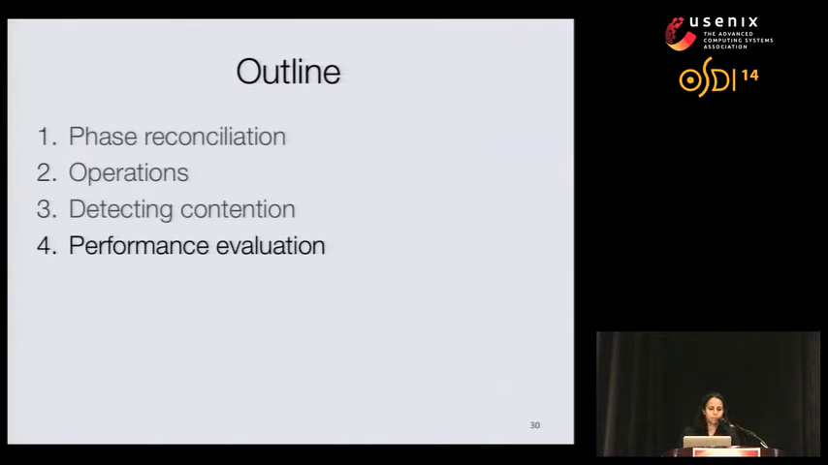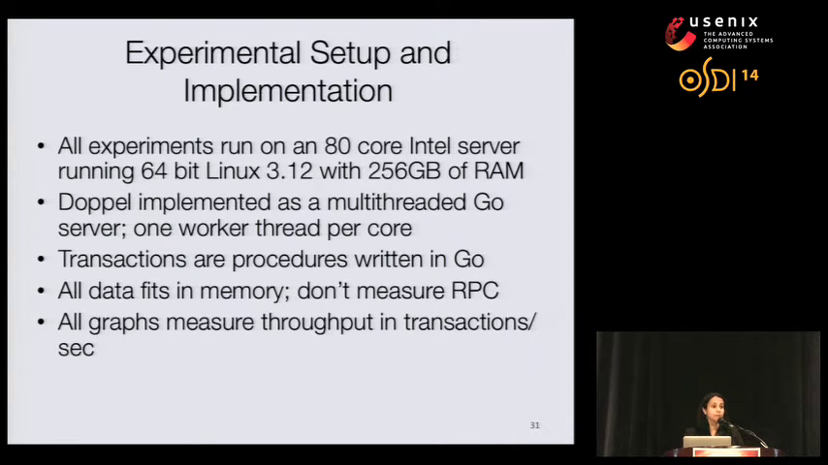So now let's look at a performance evaluation to see how phase reconciliation works. Here's the experimental setup and implementation. We run all experiments on an 80-core Intel server. Doppel's implemented as a multi-threaded Go server, and we run one worker thread per core. Transactions are procedures written in Go. All data fits in memory, and we don't measure RPC in these experiments. And all of the following graphs are going to measure throughput, so higher is better.